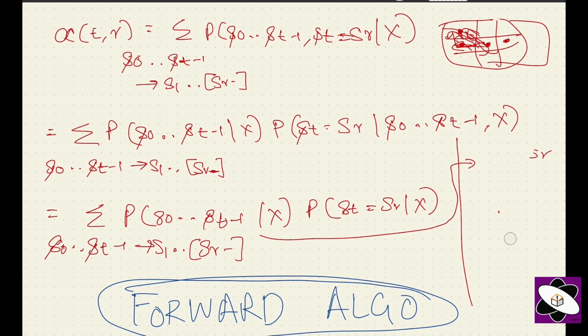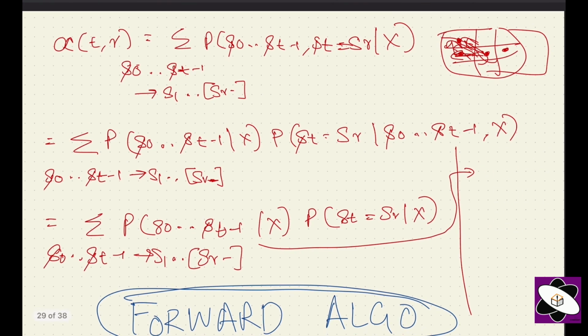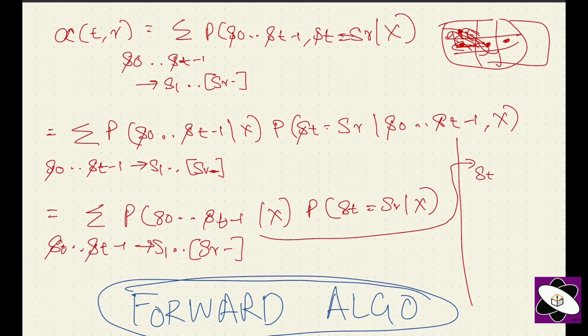I will write again what I am trying to say. If for st it is sr, then for st minus 1 it can be sr minus 1 or sr, or sr minus 1 it can be.